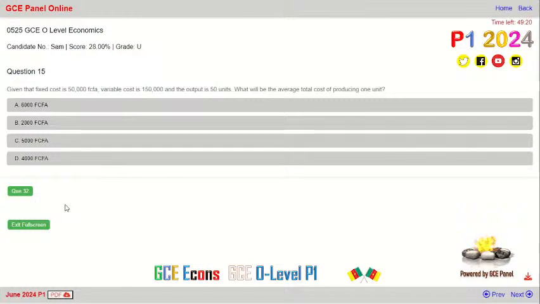Given that fixed cost is 50,000 FCFA, variable cost is 150,000, and the output is 50 units, what would be the average cost of producing 1 unit? Fixed cost is 50,000, variable is 150,000, and the output is 50. So altogether, the total cost is 200,000 and the output is 50. So 200,000 divided by 50, what's that going to give us? All right, so we have 4,000 FCFA. Thank you, Ben.